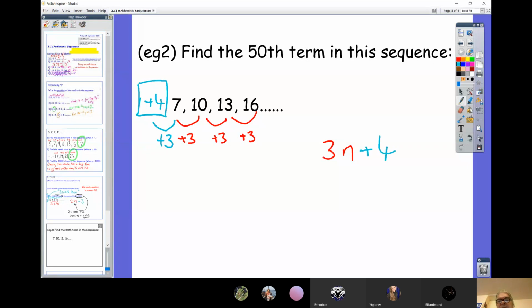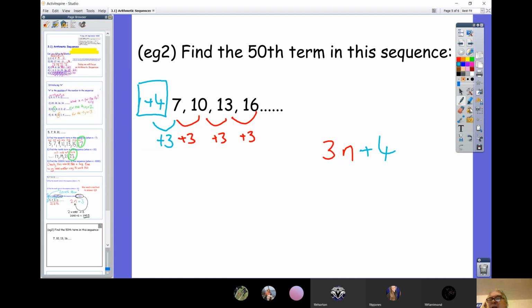Now, somebody said last time, does that mean all the n's change? No, it doesn't, because the 0th term doesn't actually exist. It's just a theoretical 0th term. Okay, 7 is still the genuine first term. 10 is genuinely the second term. That plus 4 is just really an adjustment we need to make. So it's not really there. It's just ghostly, if you like.